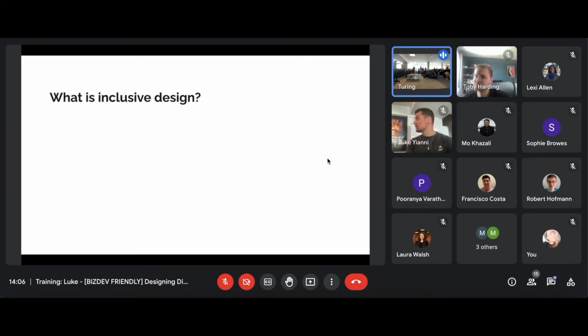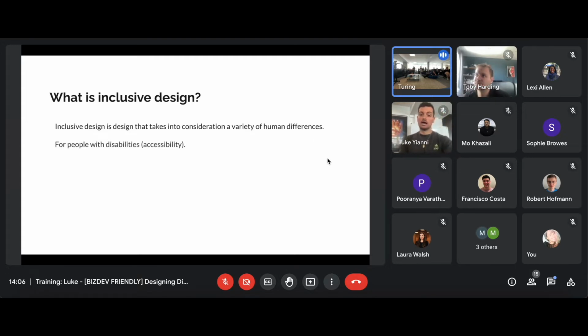In contrast, what is inclusive design? Rather than being technology, inclusive design is design that takes into consideration a variety of human differences. It's not about creating a particular technology, it's about the stage beforehand of designing something, whether that be a particular product or service, anything really, even a team, that takes into consideration people's different backgrounds and communities as well.